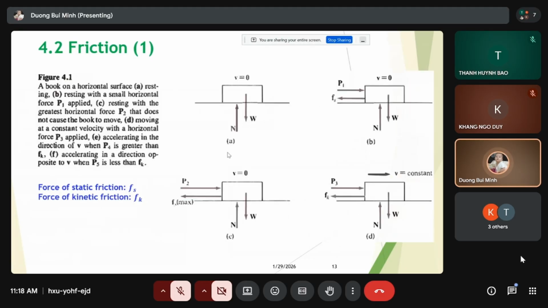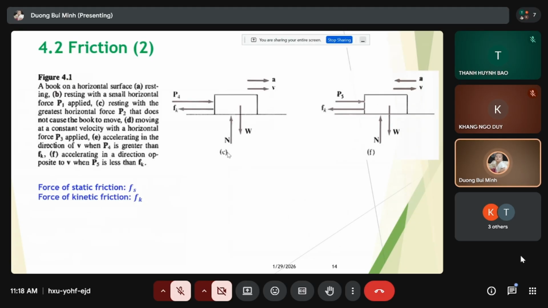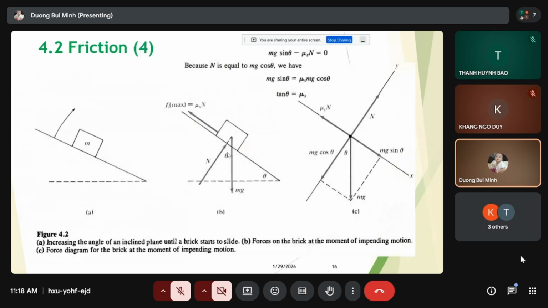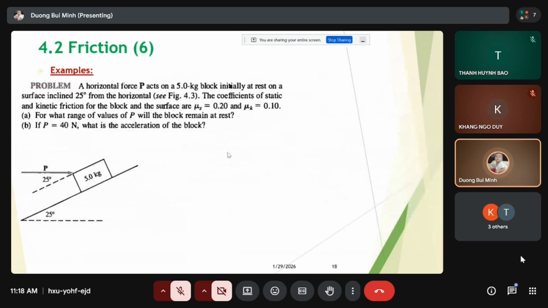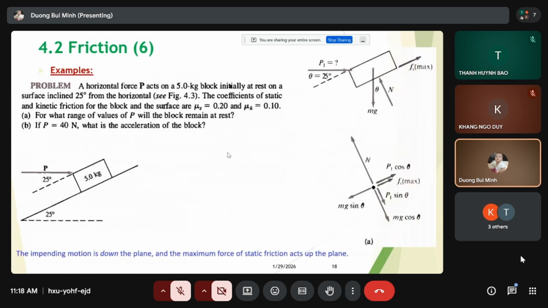Now of course we understand friction. Again, in general, we have two pairs of friction forces: static friction and kinetic friction. Now we practice.